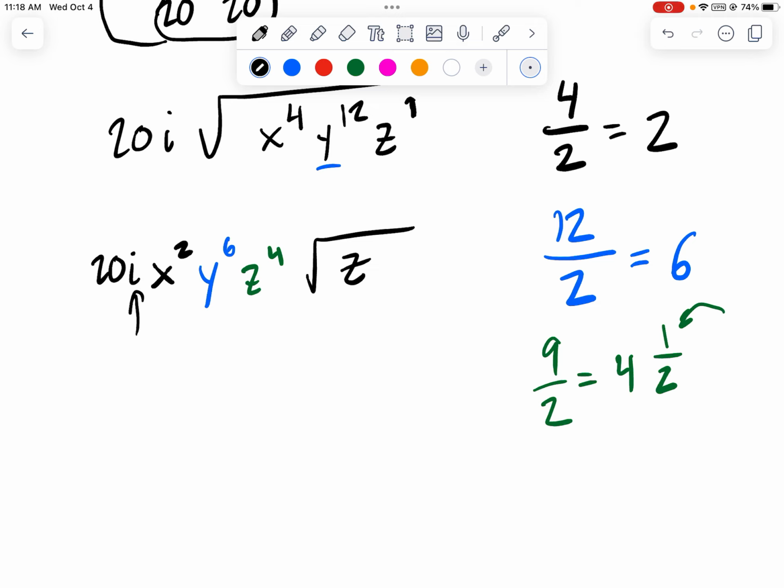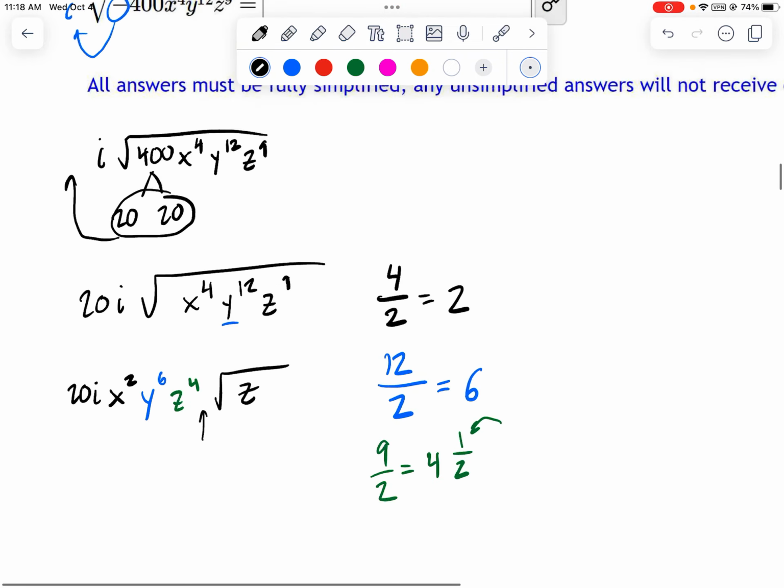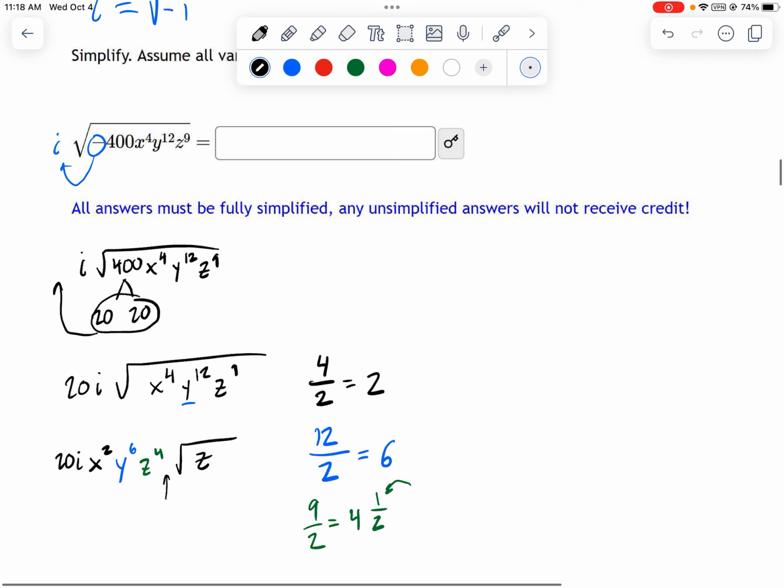Now, where the i goes does not matter. You can put it after the number. You can put it after all your variables, right? The fact that it's there is the most important thing. Okay, I usually prefer to have it after my number.